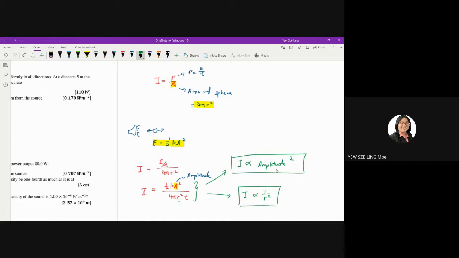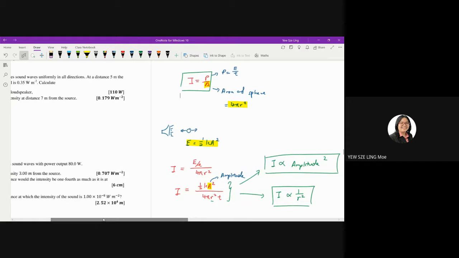So I equals P over A. This is the equation that you must know. Most of the time we use this equation in our questions. So power is a constant value if you are looking at the same source. That is what you have to know, because when it comes to this subtopic, the questions like to give you two different scenarios and then ask you to determine the intensity or other variables.